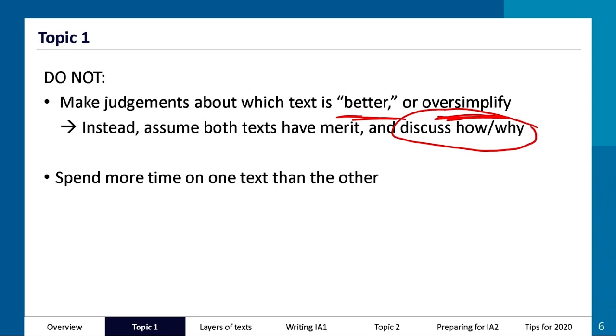The assessors aren't going to literally take out a ruler and say, only 40% of your time was spent on text A. That's not acceptable. But typically a ratio of 60-40 is going to be completely fine.